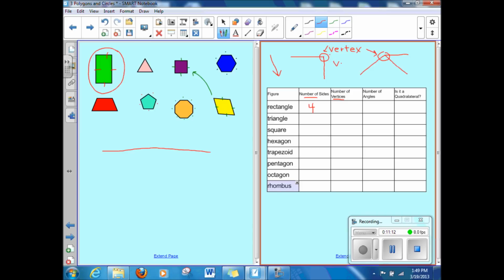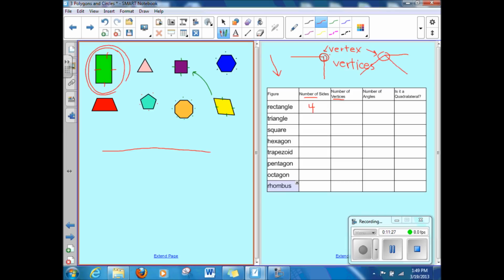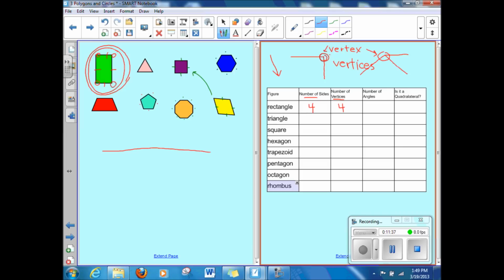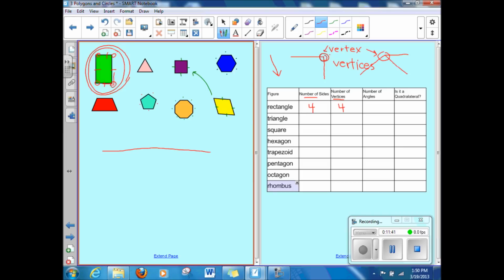So I've got two of those, and if we've got more than one vertex, we call those vertices. So we're going to be looking at the number of vertices on a figure. Well, let's go back to the rectangle. Here's where two lines come together, and two lines come together, and two lines come together, and two lines. So it looks like there's 4 vertices, and an angle is where any two straight sides come together.